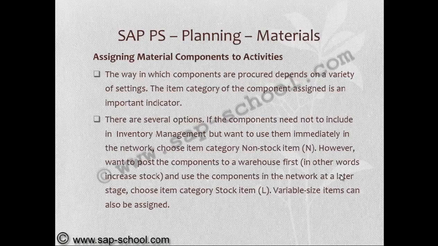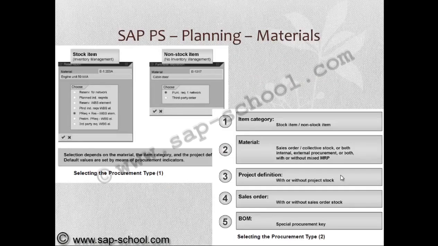Variable size items can also be assigned. So the major influencing parameter is item category, whether it is a stockable item or a non-stockable item. Then material and project definition, sales order or a network, BOM. So these are the indicators which are influencing this procurement.